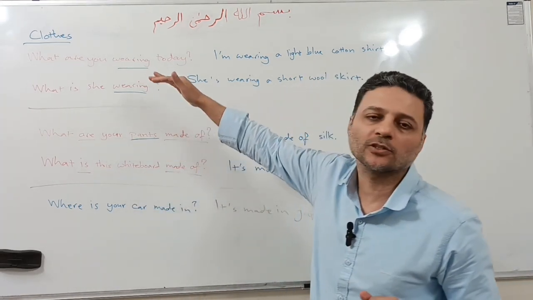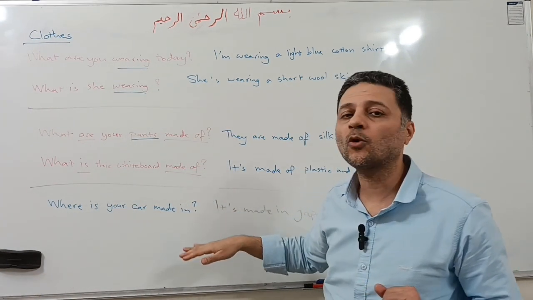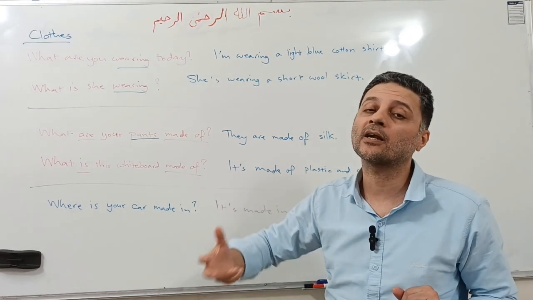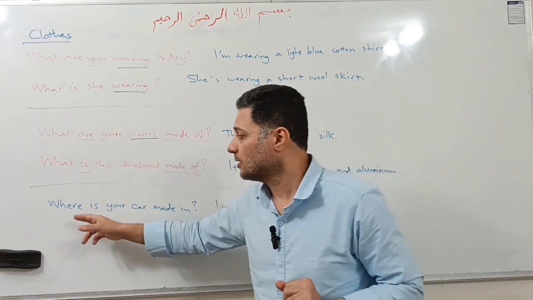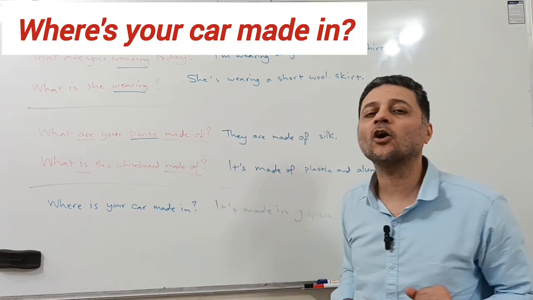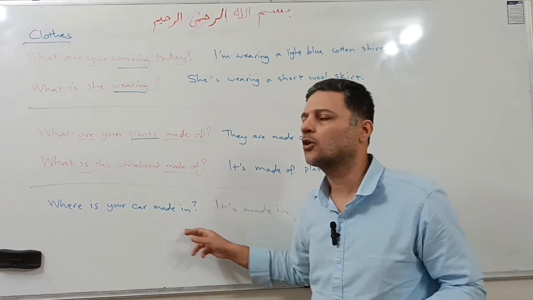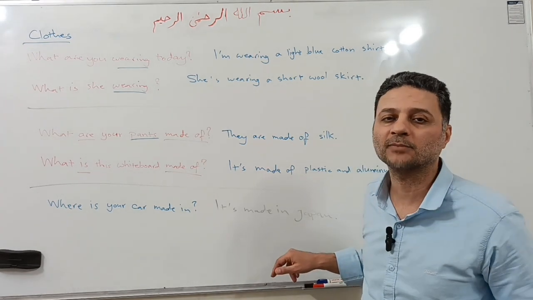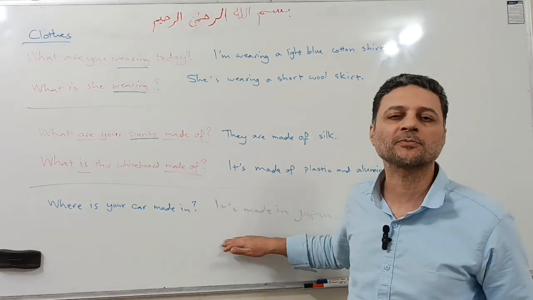Well, there is another question you might face here and there. It's not related to clothes, to be honest. We use it for the origin of an object, or where it is made. We say, for example, where is your car made in? Or where was it made, past tense. You say it's made in Japan, it's made in America, it's made in China, for example. Okay? So this is how we respond to it.